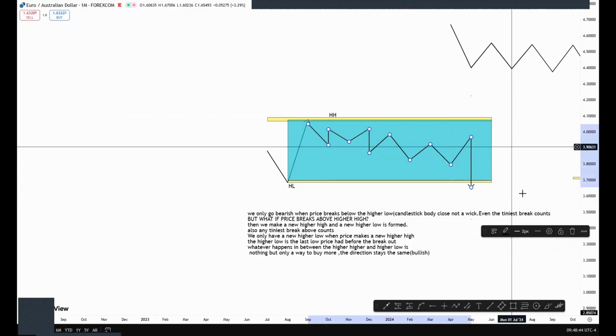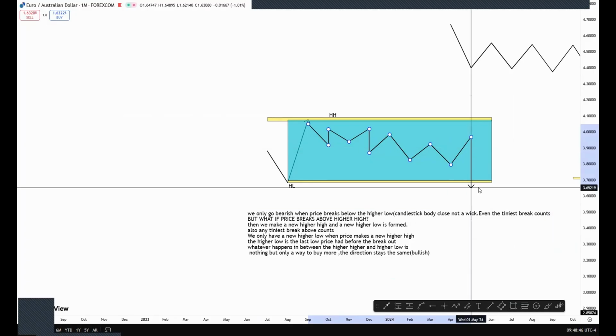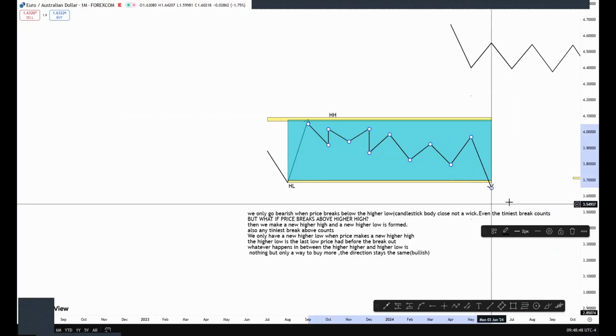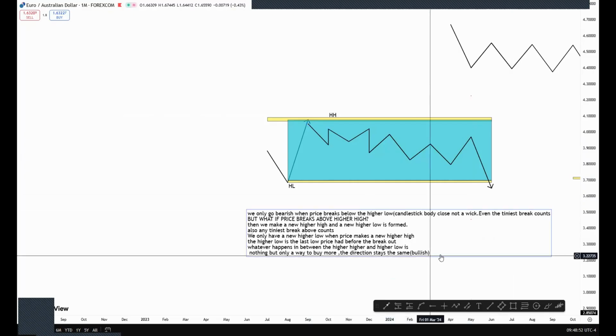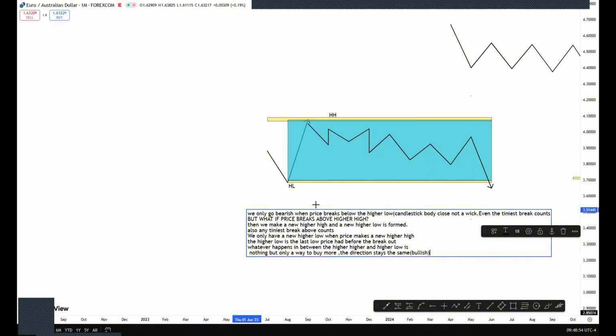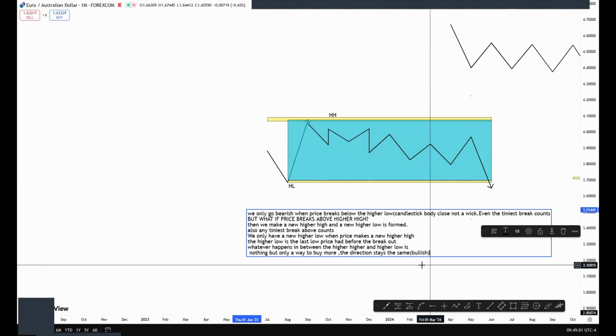We are no longer bullish. We are now bearish, right? Because we said we only go bearish when price breaks the higher low, and we've broken the higher low. So now we are dealing with a bearish move.